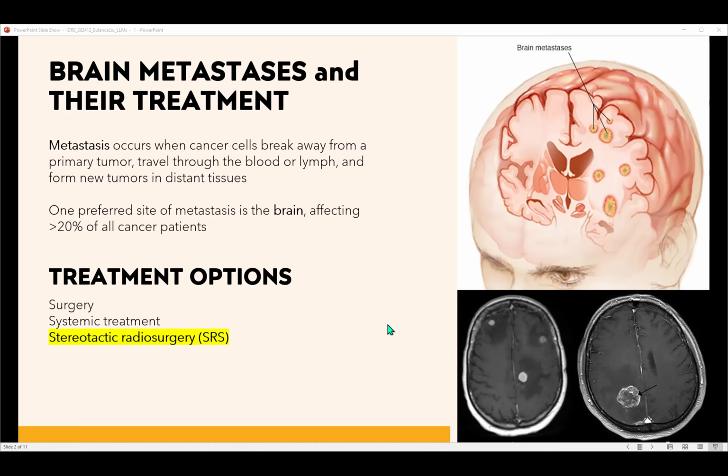And so one of the mainstays is something that we offer in radiation oncology, which is stereotactic radiosurgery, where we're directing high beams of photons or X-rays at these brain metastases in 1 to 5 fractions, and we're able to achieve a very high rate of disease control.